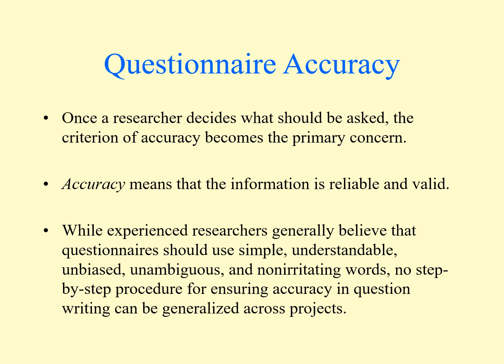Once a researcher decides what should be asked, the criterion of accuracy becomes a primary concern. Accuracy means that the information is reliable and valid. While experienced researchers generally believe that questionnaires should use simple, understandable, unbiased, unambiguous, and non-irritating words, no step-by-step procedure for ensuring accuracy in question writing can be generalized across projects.